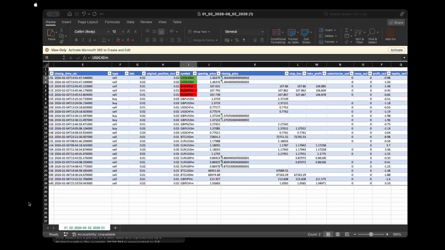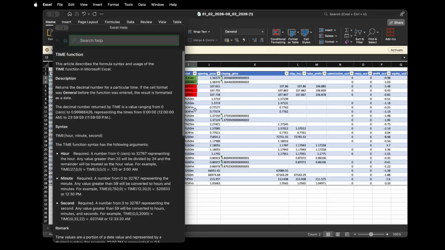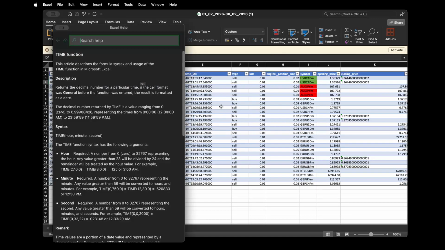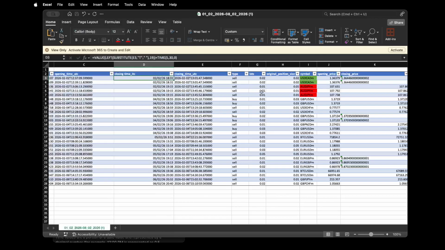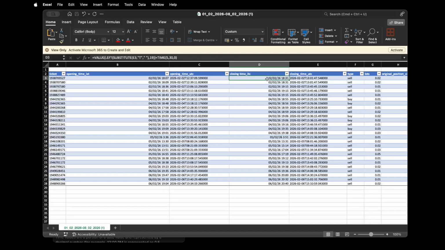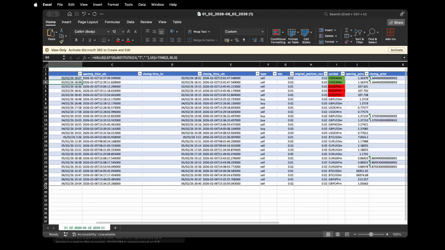So if you look in Excel, the first trade was USD CAD and the second was AUD JPY. I analyzed it but forgot to record. So USD CAD was taken on 2nd of Feb. Sorry, 2nd of Feb 6:07. It was closed at 6:31. So it was opened at 6:07 and 6:09, USD CAD.